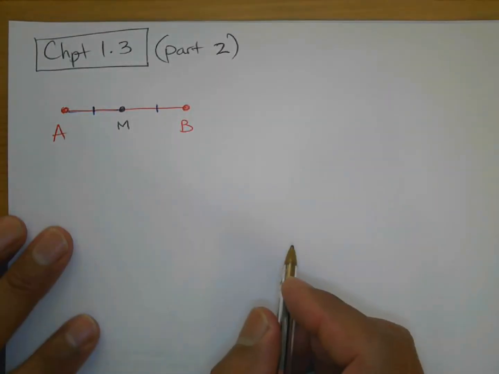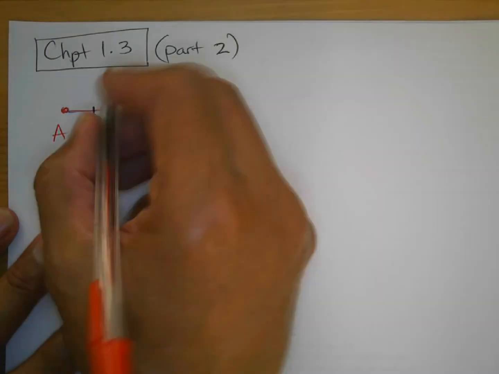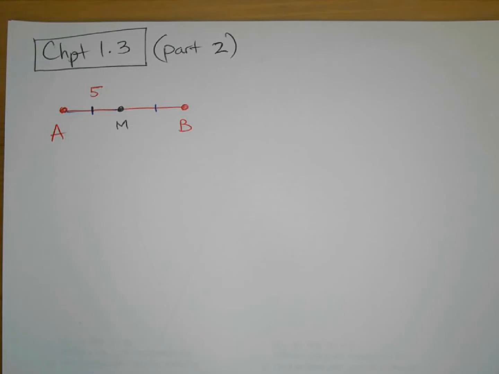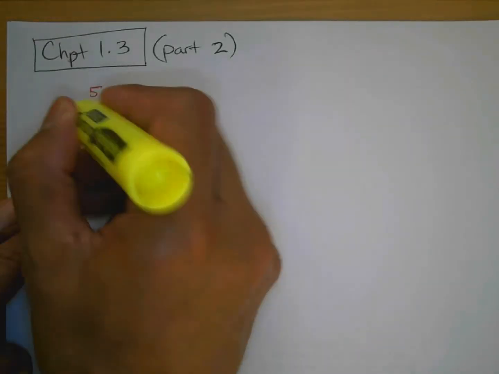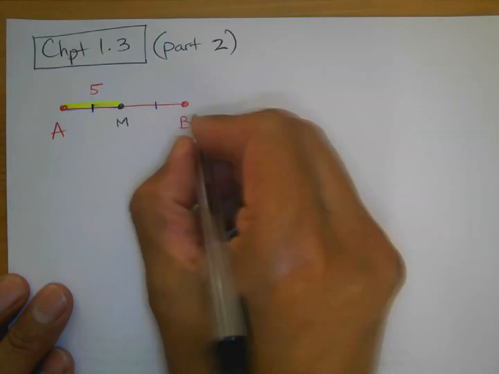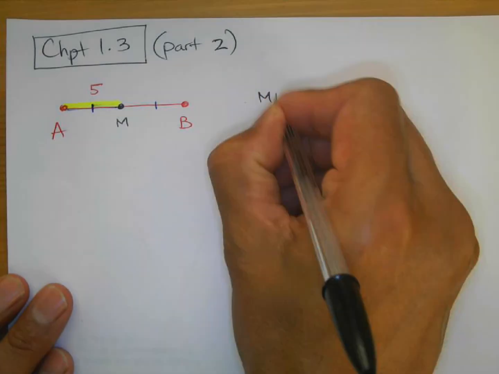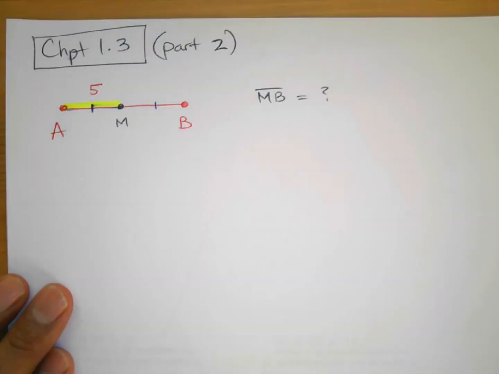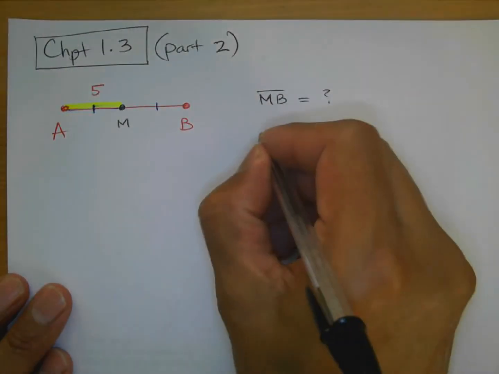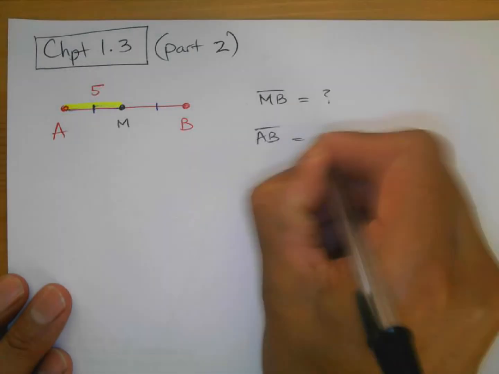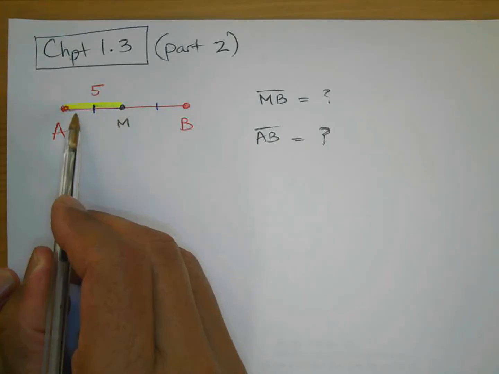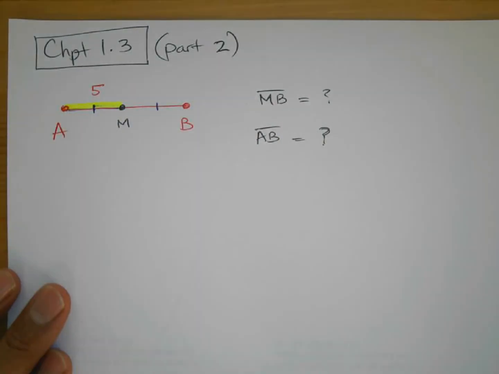So if this is 5, if this is 5 here, then there's one of two questions they can ask you. They can ask you how much is MB, or they can ask you how much is the whole thing. So you got to be careful. Sometimes they're asking you how much is the other half. Sometimes they're asking you how much is the whole thing put together.